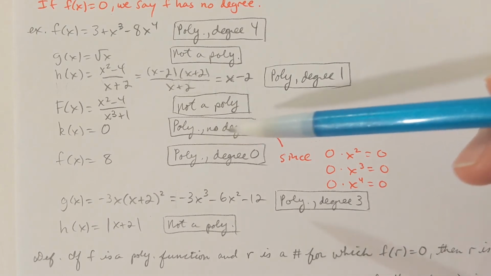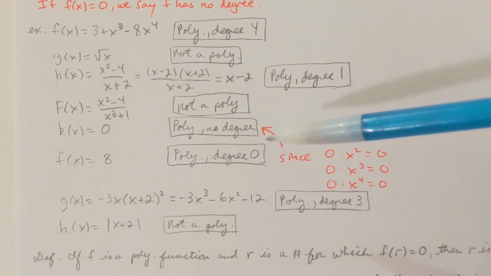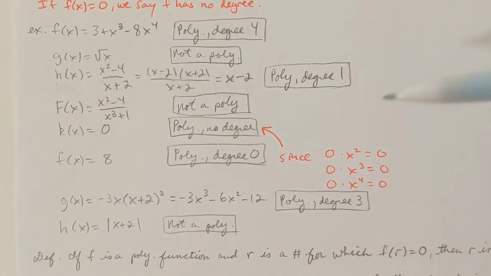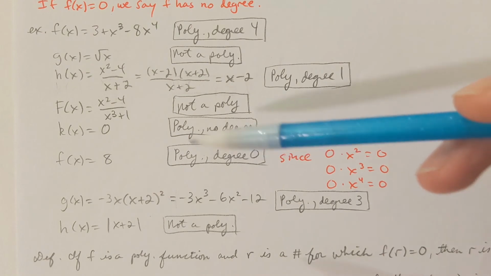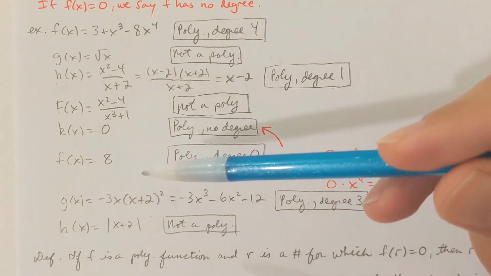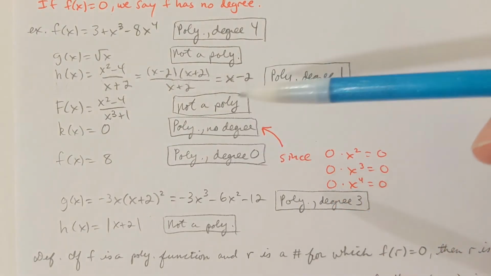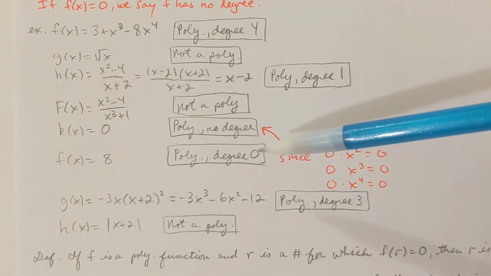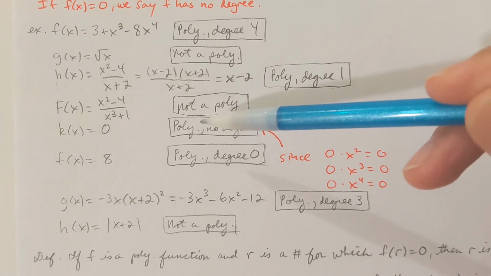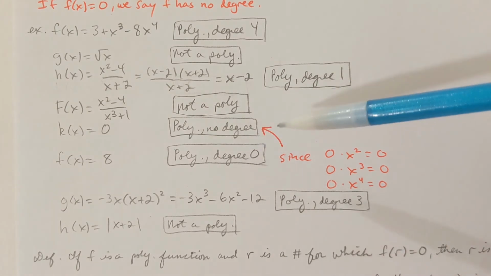Okay, let me talk about the no degree part after we look at this next example. f of x equals 8 is a polynomial of degree 0. So 8 is a real number, x to the 0, 0 is a whole number. Okay, that's why I have a degree 0 polynomial. Now, why isn't this one a polynomial of degree 0 also?